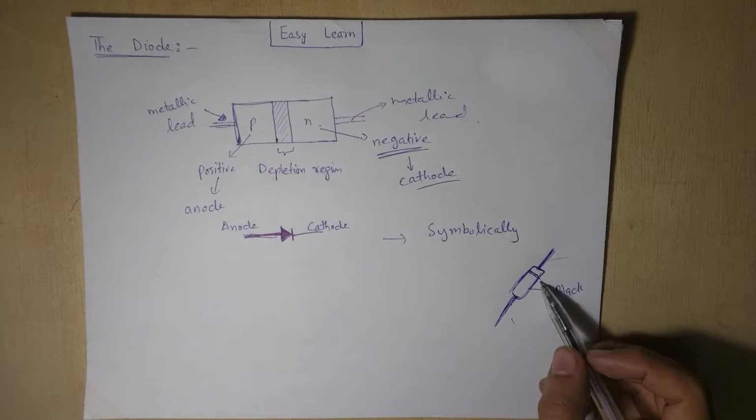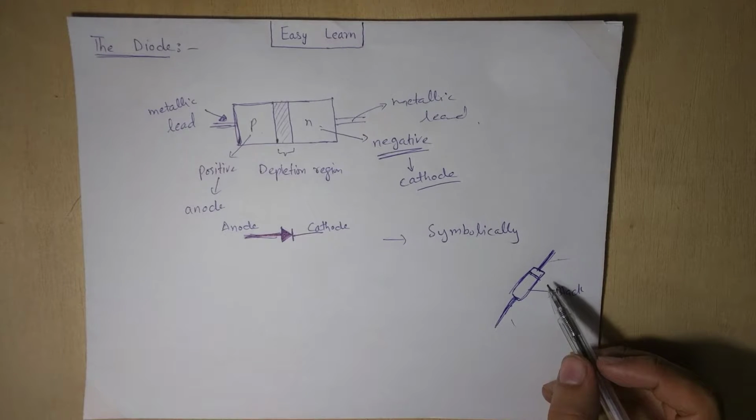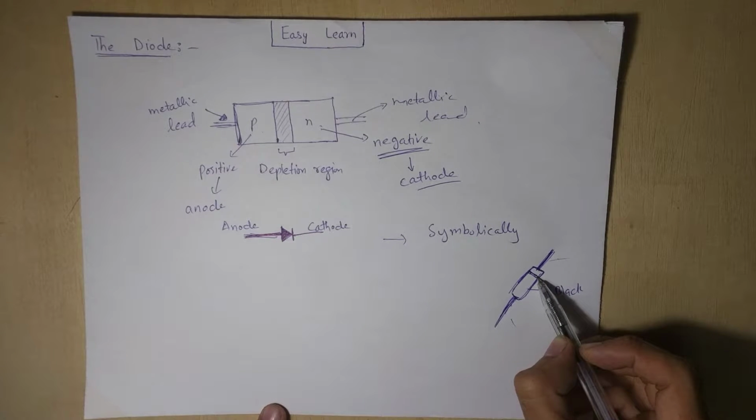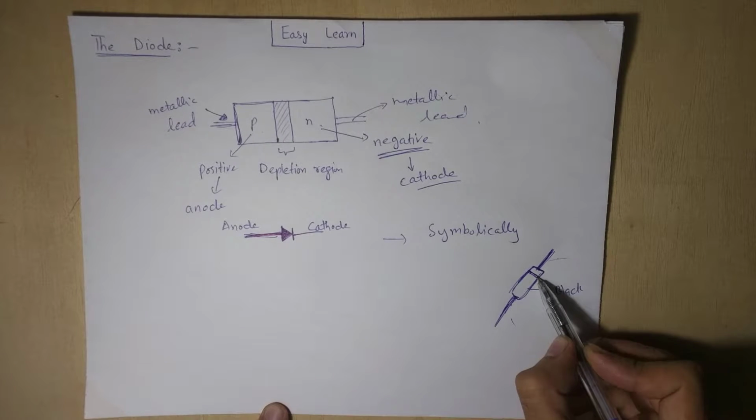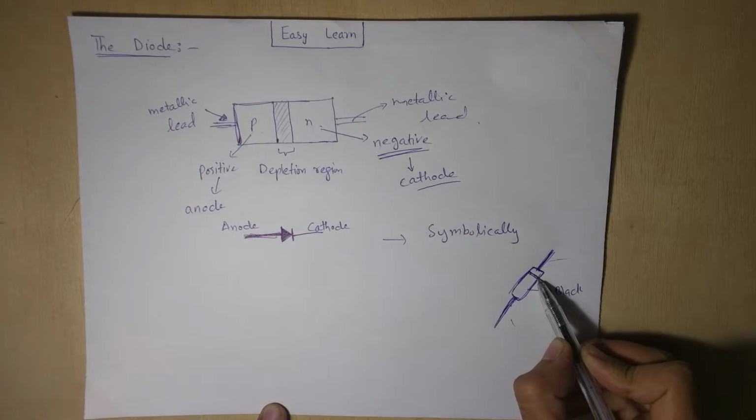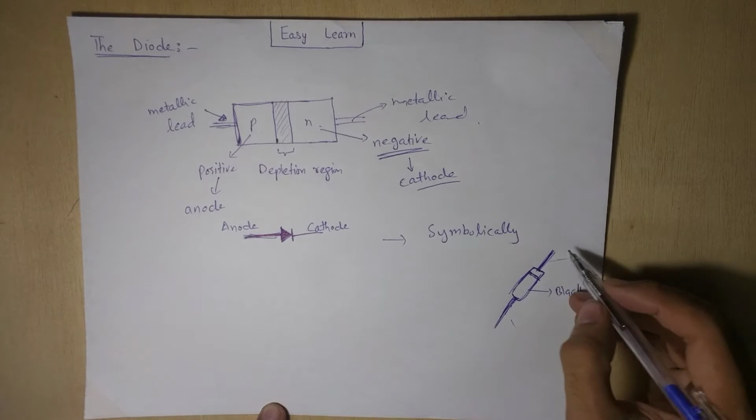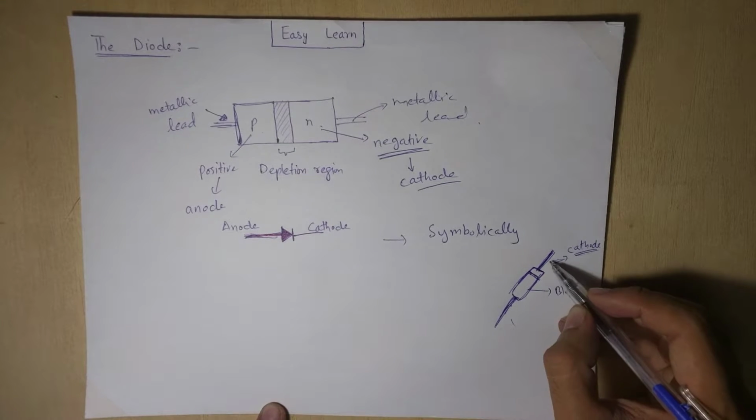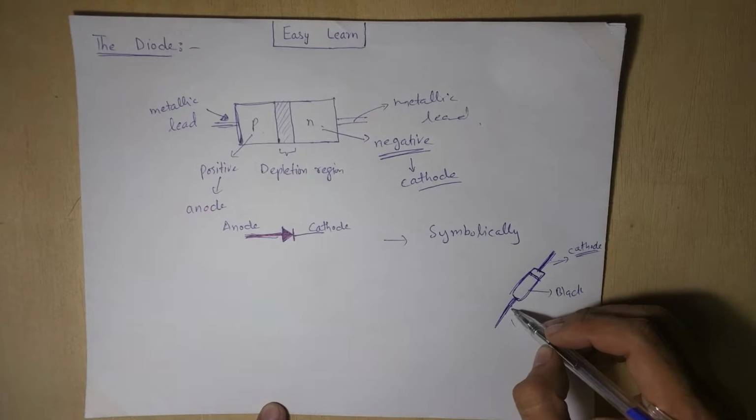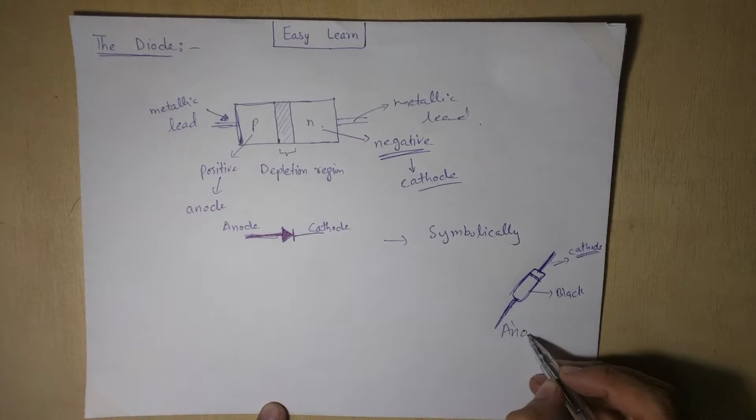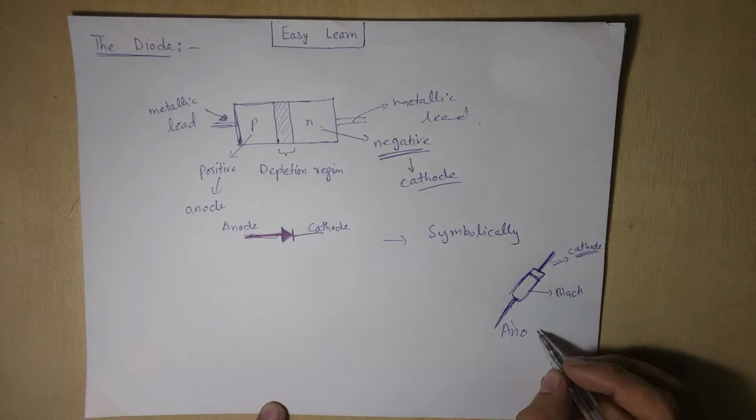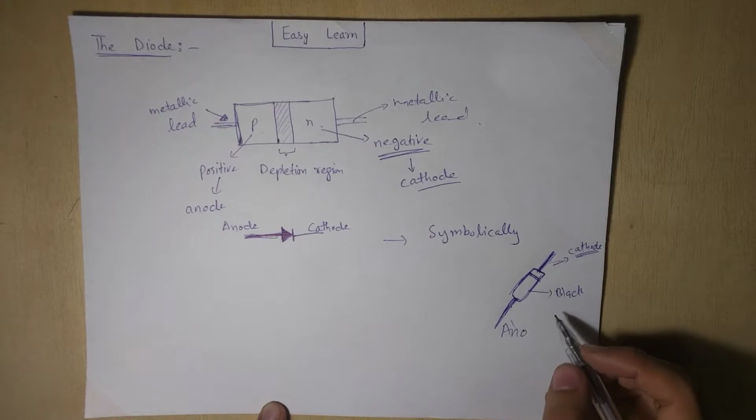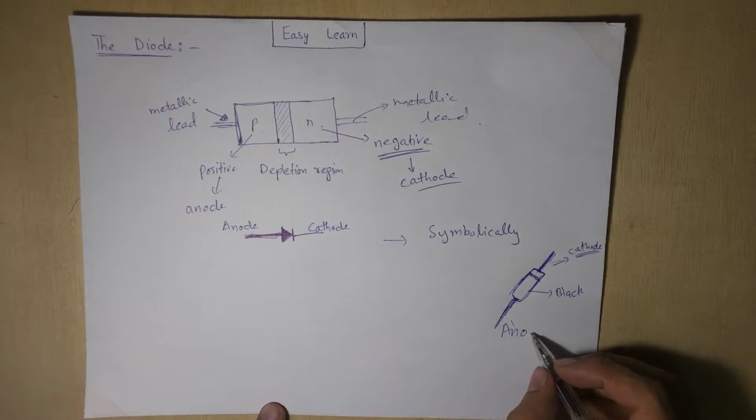A band is available on one side, and this band is basically used for identification, and it marks the cathode. It usually shows that this pin is the cathode and the other is the anode. The interesting thing I want to explain, the purpose of drawing this, is to explain the anode and cathode.